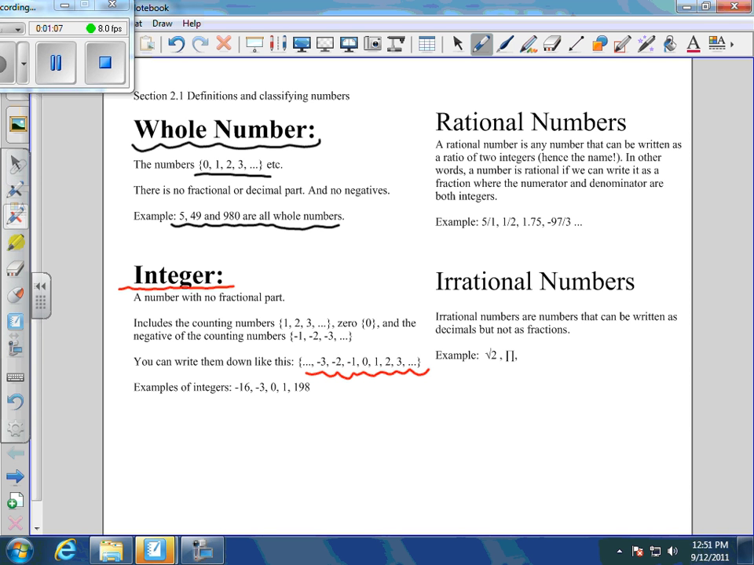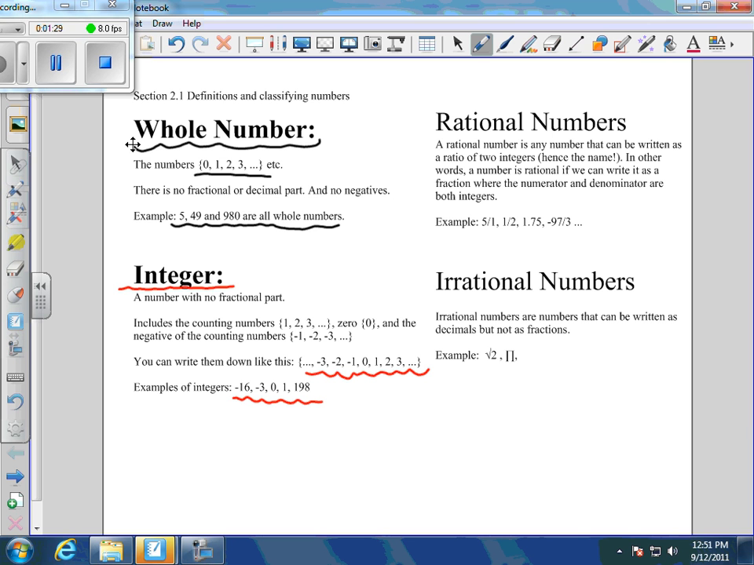So if you think about it in terms of your counting numbers, it is a set that includes whole numbers but also can be negative. Examples of integers in this category are -16, -3, 0, 1, and 198. They all fall into the category of integers.